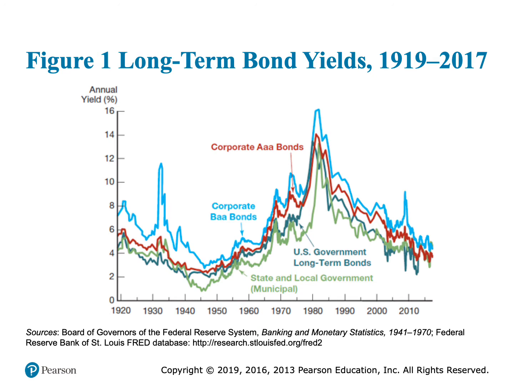So let's take a look at the top line. This is the blue line. This is a corporate BAA bond. The next line in the hierarchy is the red line. This is the corporate AAA bond. Continuing down the hierarchy, we see the dark green line, which is U.S. government long-term bonds. And then, of course, at the very bottom of the hierarchy of interest rates, we see state and local government bonds, or munis, or municipal bonds.